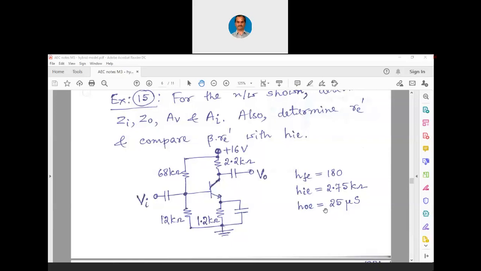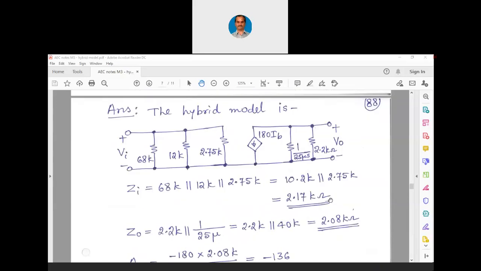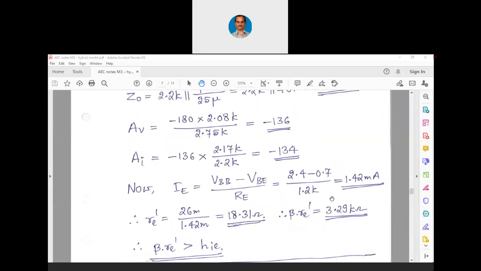The RE model will be useful only when you don't have the manufacturer's data. For example, let us say you are using a device for which you don't have the data sheet or the manufacturer's data. At that time, we can use the RE model. Otherwise, it is always the hybrid model that is accurate. We approximated HFE equals beta only there, right? So naturally, it is better that we follow the hybrid model only. That is when we get this difference.